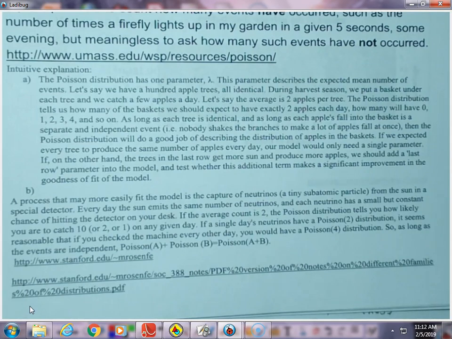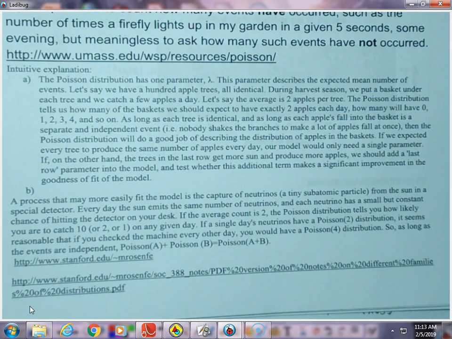So if you know the average is 2, what's the probability I don't catch any? What's the probability I catch 20 today? You can find the probability of catching however many you want. If the single day's neutrinos have a Poisson 2 distribution, meaning the 2 just means that's the average for a day, then it seems reasonable that if you checked the machine every other day, how many would you expect to find? 4, twice as many.